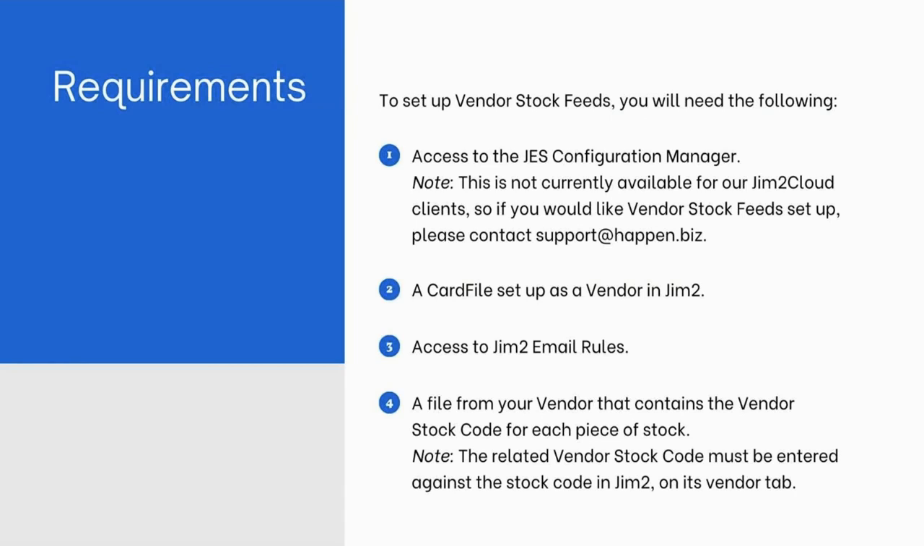To set up vendor stock feeds, you'll need the following: access to Jest configuration. Please note, access to Jest configuration is not yet available for our cloud customers, so if you're on a cloud solution and would like to set this up, please get in touch with our support team. A card code set up as a vendor in Jim2, access to create email rules, a file from your vendor that contains the vendor stock code for each piece of stock, and the related vendor stock code must be entered against the stock code in Jim2 on its vendor tab.